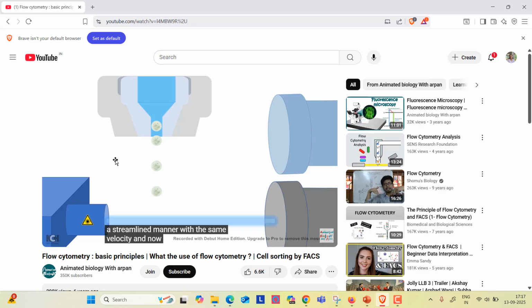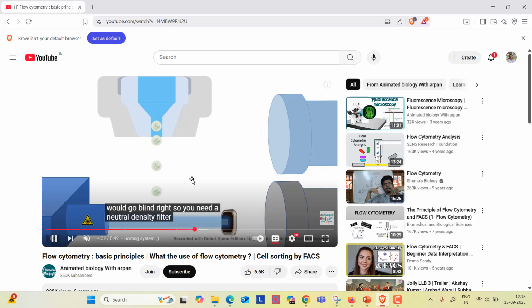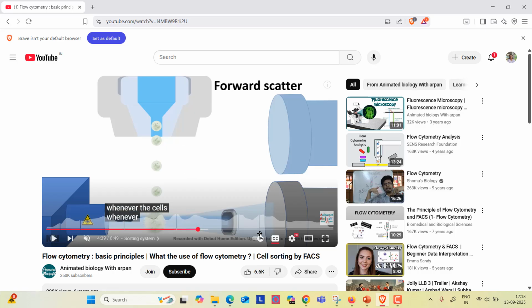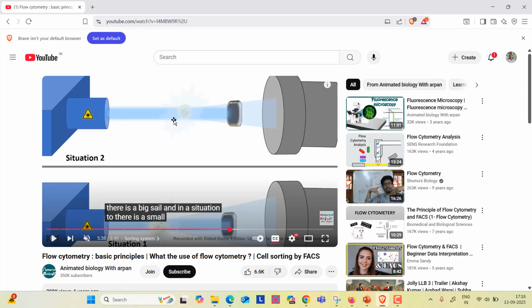With the same velocity, now a laser is at the intersection point, but make sure the laser does not directly hit the detector. Otherwise, the detector would go blind. It is written in very much detail. You can study it later. So this is how the laser is falling upon the cell, and it is getting detected.